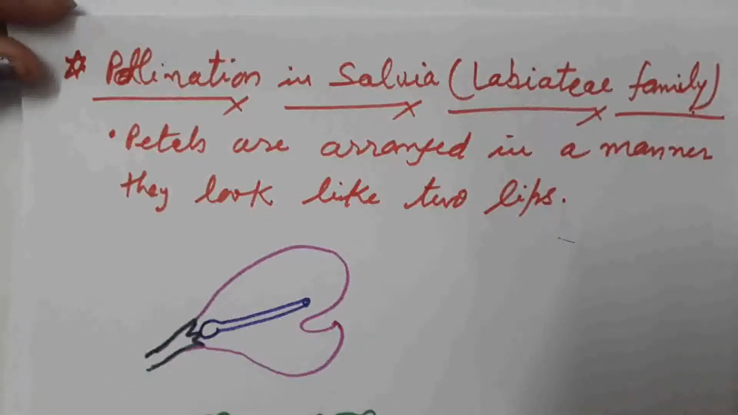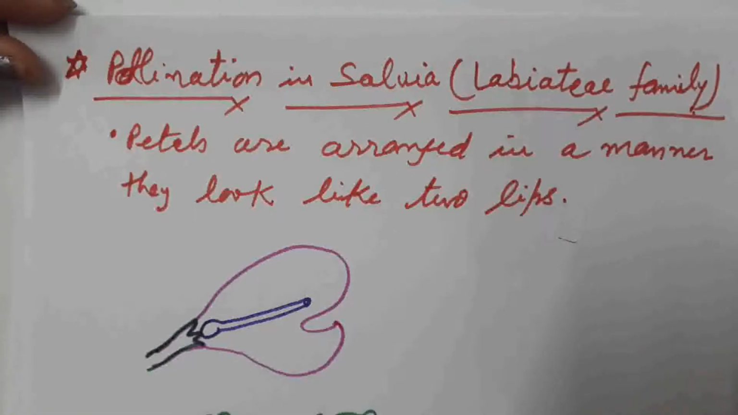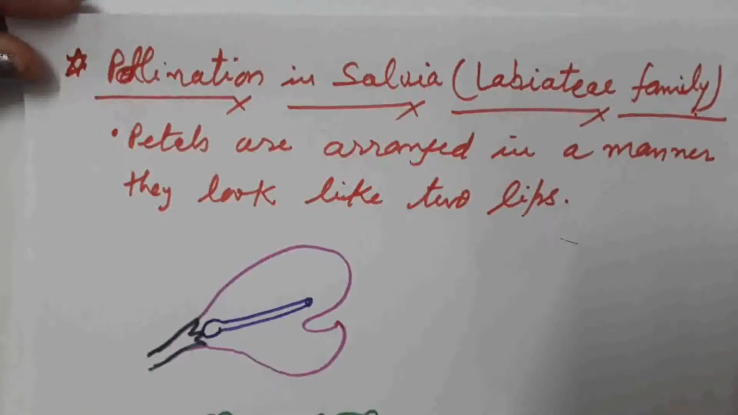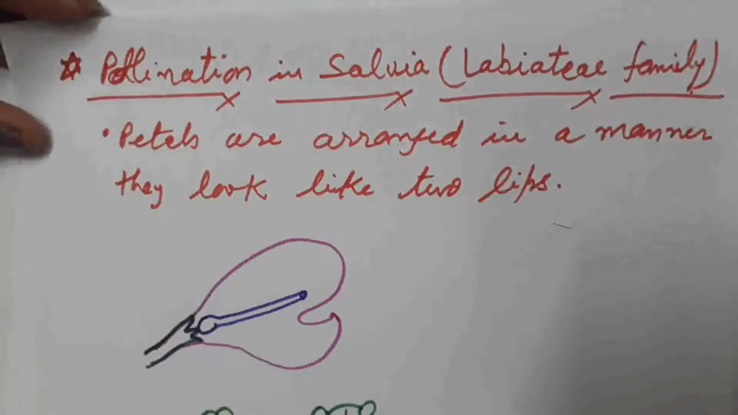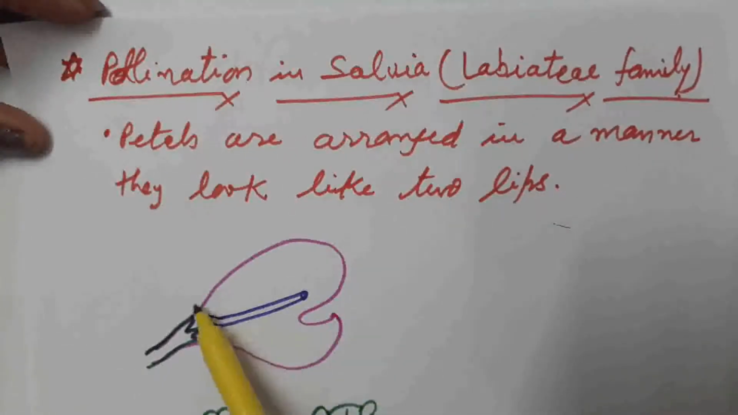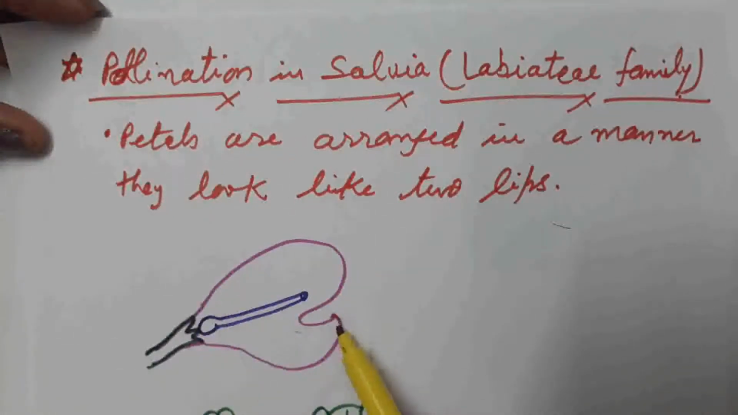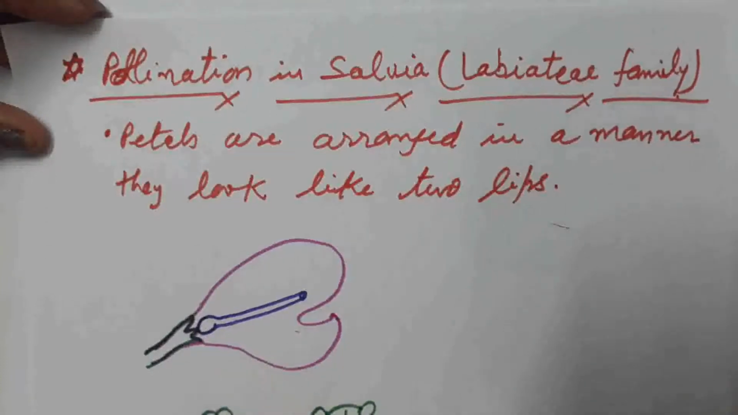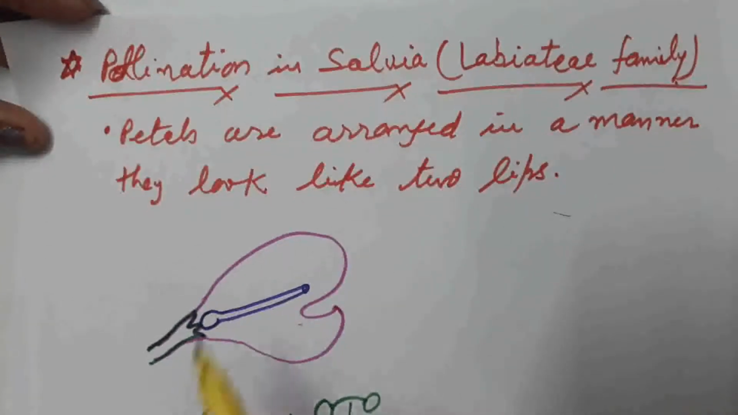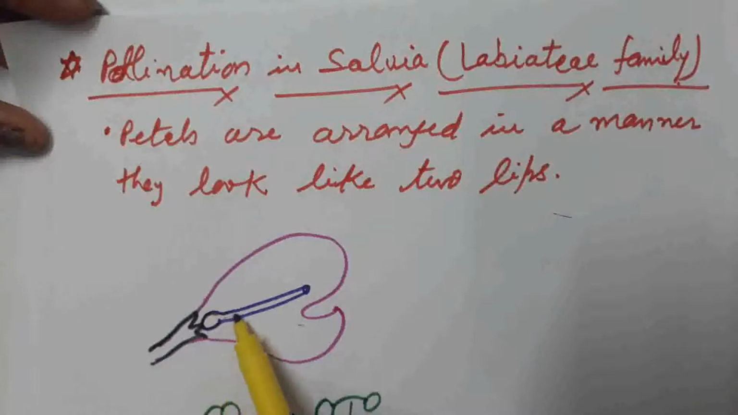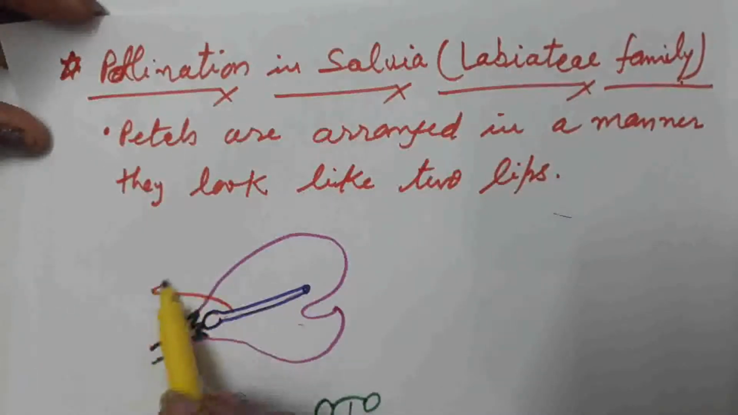The petals of this salvia flower are arranged in a manner that they look like two lips. That's why they are placed into the Labiatae family. These are the petals of the Labiatae family, which look like two lips. In the center, what is there? That is the female sex organ, the carpel.